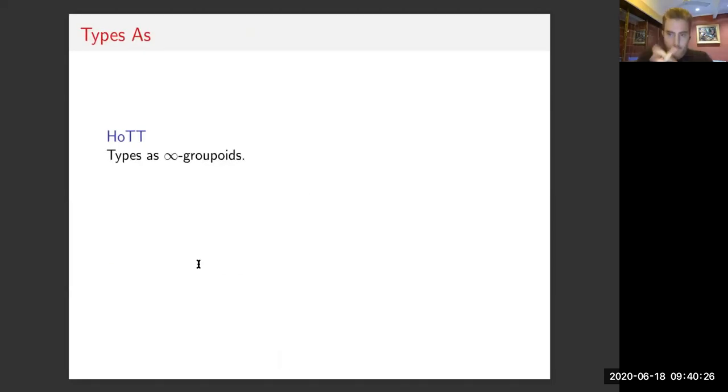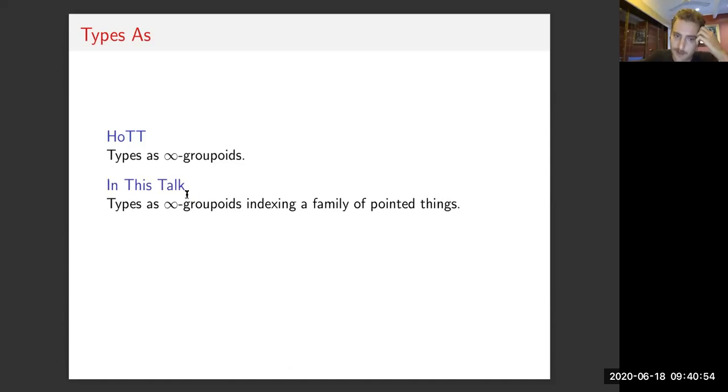So when we start learning homotopy type theory, we get used to thinking of types as secretly being infinity groupoids, and then things like the identity types let us access this extra structure internally. And so when we're thinking of our theory as having a model in these parameterized pointed spaces or parameterized spectra, we're thinking of types as being infinity groupoids indexing a family of pointed things.